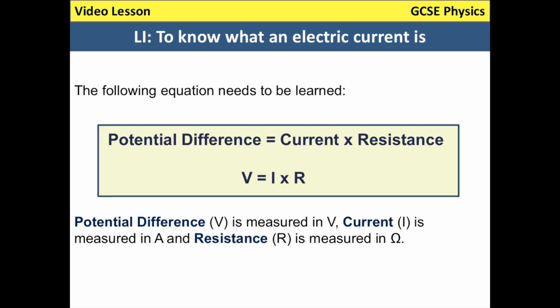Now, there is an equation that links these three quantities that we've learned about today, and the equation is that potential difference is equal to current multiplied by resistance. In symbols, that can be written as V for potential difference, I for current, and R for resistance. Potential difference is measured in volts, current is measured in amps, and resistance is measured in ohms, which is that symbol omega that I've got at the bottom of the board for you.